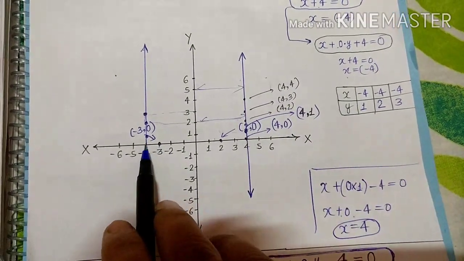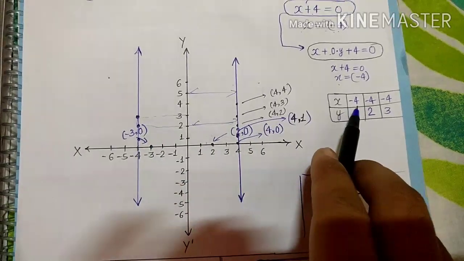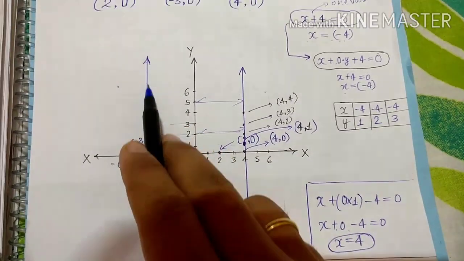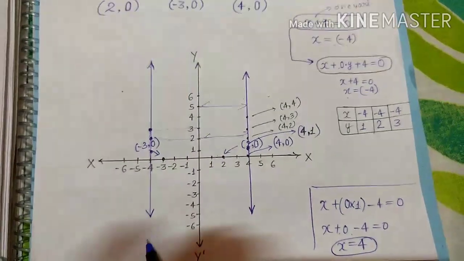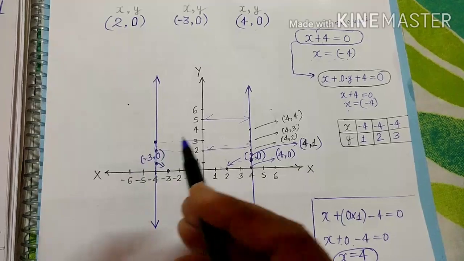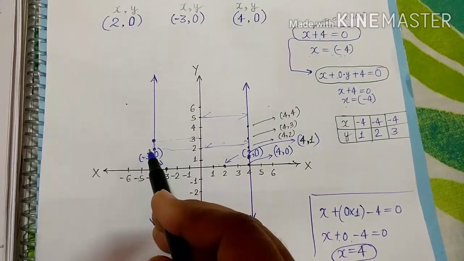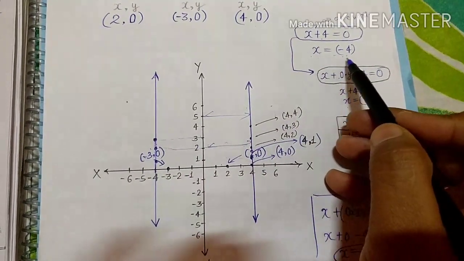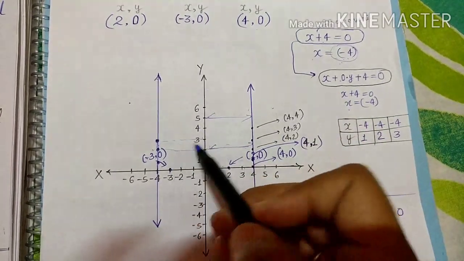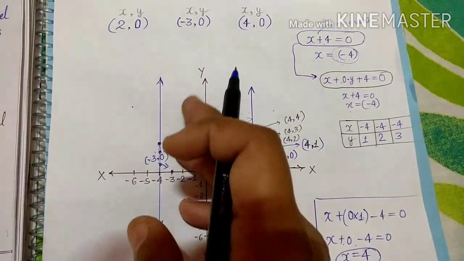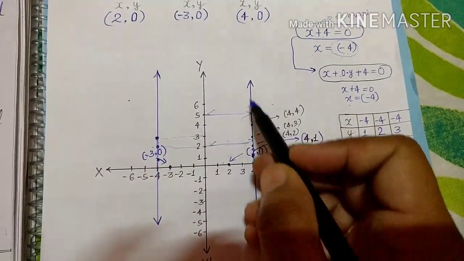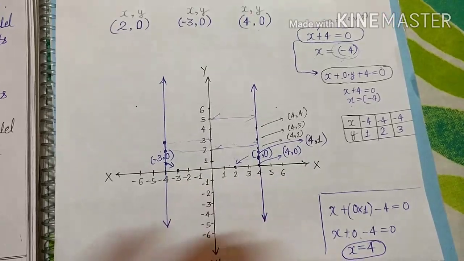Minus 4 comma 1, this point, minus 4 comma 2, this point, and minus 4 comma 3, this point. When we join these points, again we get a straight line which is parallel to the y-axis, but this time we get it at the left hand side of the y-axis. When the value of x is minus 4, this line which is parallel to the y-axis comes to the left hand side. When the value of x is positive, it will come to the right hand side. In this way we can show this.